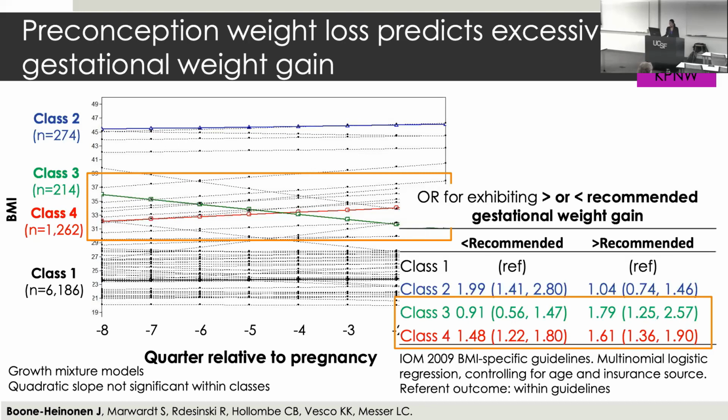We examined associations between the membership in these classes and adherence to gestational weight gain. We compared to this lower BMI weight stable group, and here in the left column, this is gaining less than recommended by the IOM at the time, and or greater than recommended. And I'll focus here on class three and four. So class three had just barely slightly lower odds of gaining less than recommended and higher odds of gaining more than recommended compared to that low BMI weight stable group. And that aligns with our hypothesis. Class four was higher odds of gaining both less than and more than recommended.